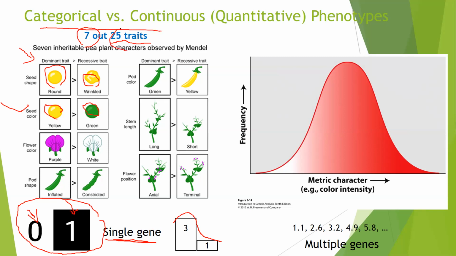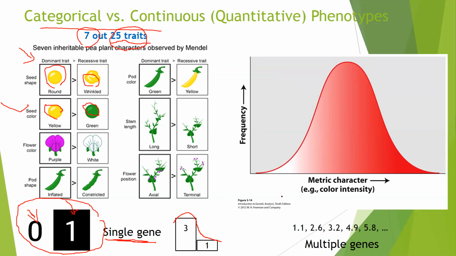Now, how about the remaining 18 traits? What happened to those traits? The data for those traits did not support his hypothesis, so he chose not to report them. But right now we know why: those traits are not simple traits. They are not controlled by a single gene. They are controlled by many genes, more than one gene.